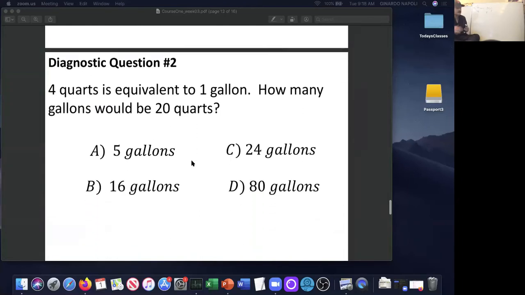Okay, so let's go ahead and look at this one. Now you're given the equivalence statement in the first sentence. There's 4 quarts to 1 gallon. Well, if you have 20 quarts, how many gallons would that be? Okay, again, I'm going to call randomly on somebody. Okay, Tessa, what do you think?